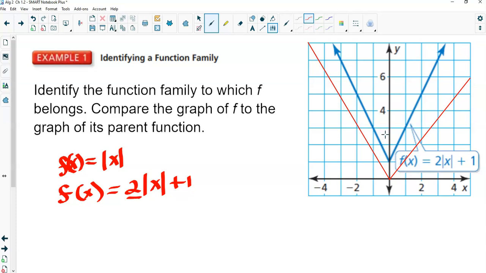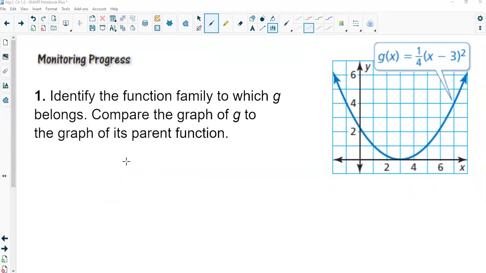So similarities again, they both look like V's, and now this one is narrower and it's shifted up 1 unit. So the range will change. The range on this one goes from 0 to infinity, while the range on the graph of f right here goes from 1 to infinity. So that changed. Go ahead and pause the video and try this one on your own.